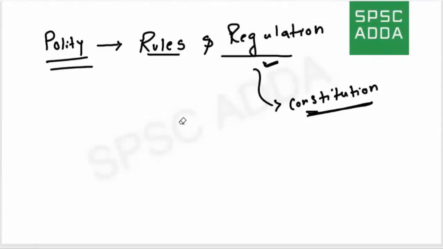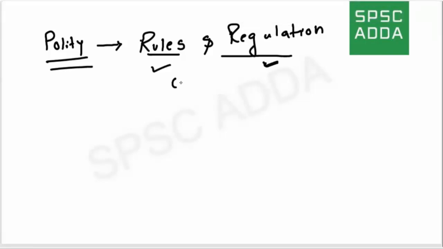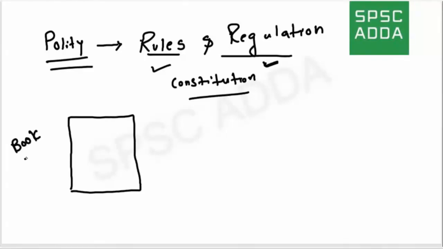I'll ask one question to you. You have absolutely brilliantly quoted that the constitution contains rules and regulations. That is why the constitution is important. Okay, now give me an answer. For example, you have taken a notebook, you have taken a book, and in this rules and regulations are written.